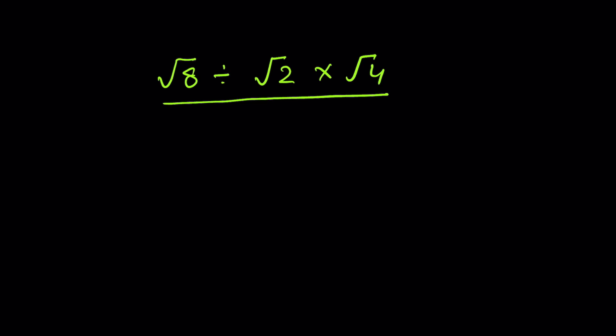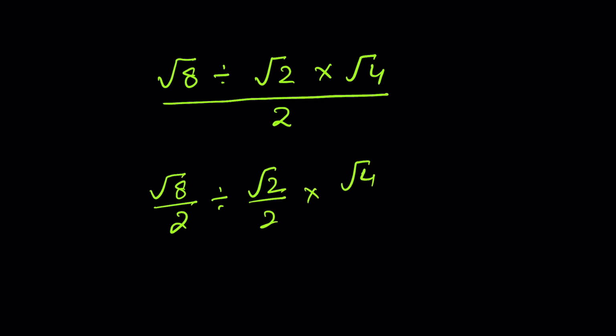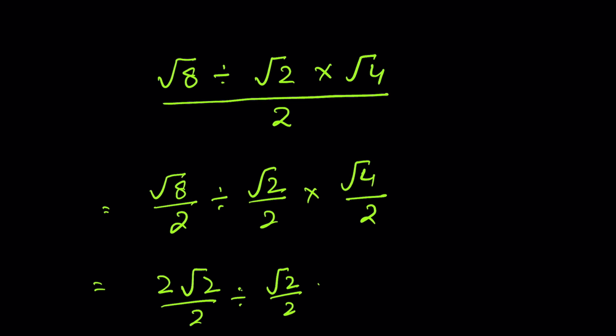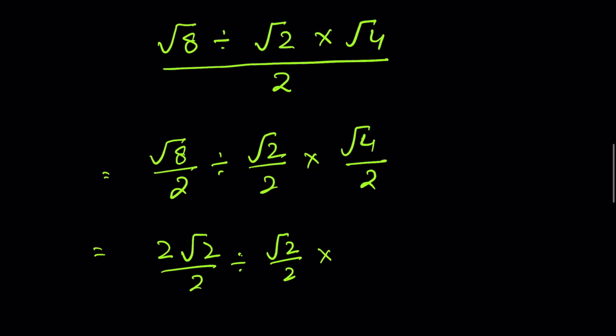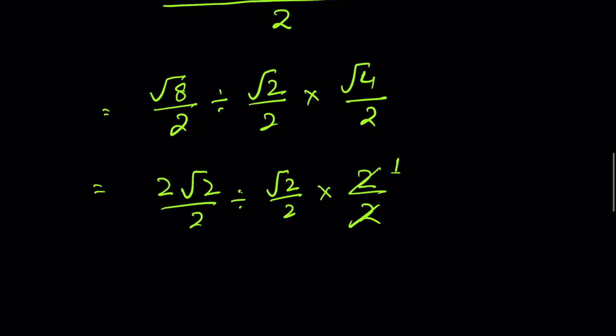We have square root of 8 divided by square root of 2 times square root of 4 upon 2. This 2 is the common denominator. We can write square root of 8 upon 2 divided by square root of 2 upon 2 times square root of 4 upon 2. So this is 2 times square root of 2 upon 2 divided by square root of 2 upon 2 times square root of 4, which is 2, upon 2. This 2 and 2 cancel, 1.